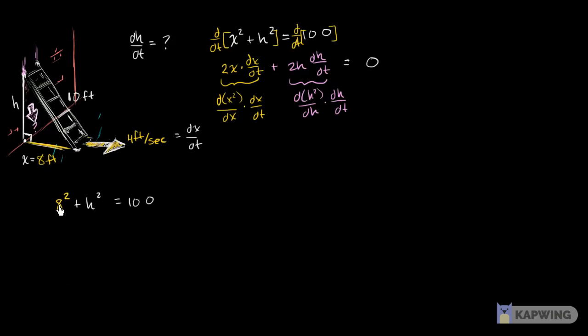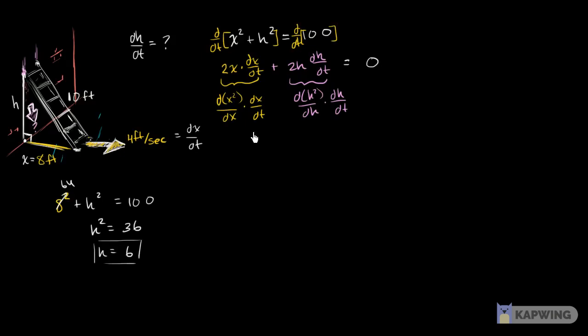So 8 squared is 64. Subtract it from both sides. You get h squared is equal to 36. Take the positive square root. A negative square root doesn't make sense because then the ladder would be below the ground. It would be somehow underground. So we get h is equal to 6. So this is something that was essentially given by the problem.